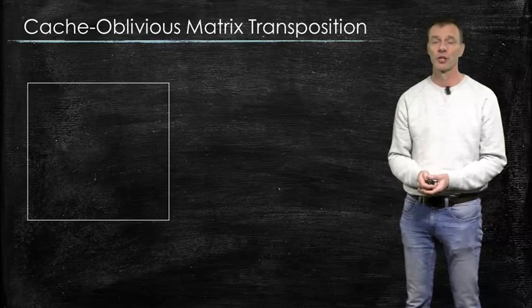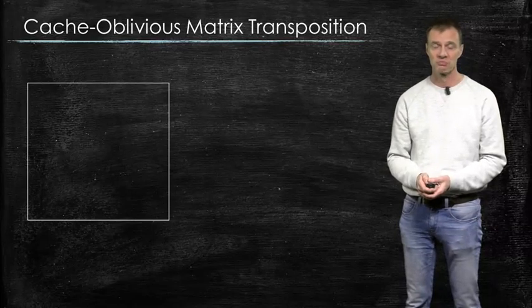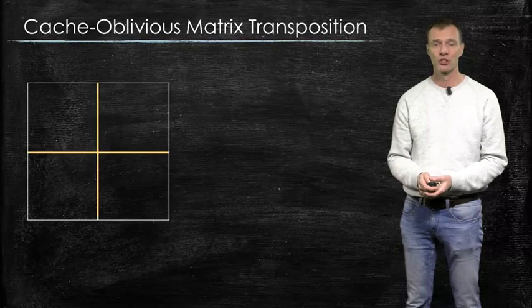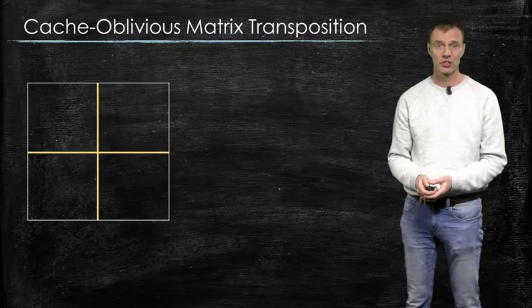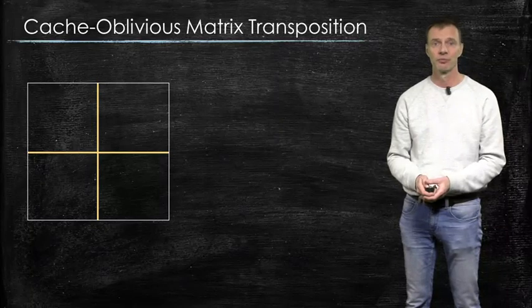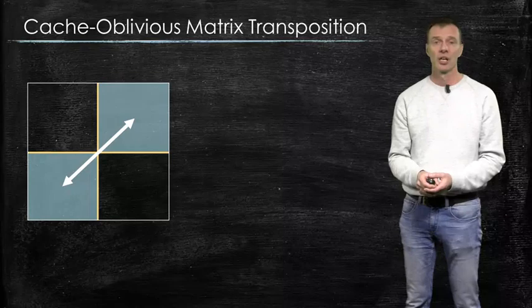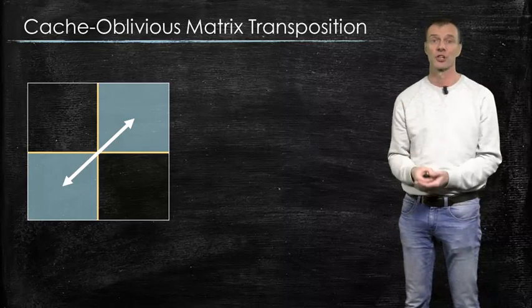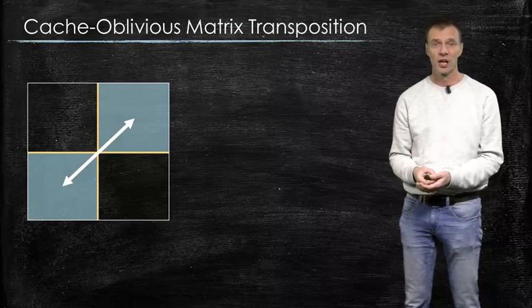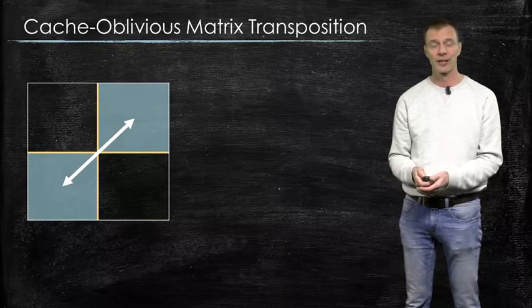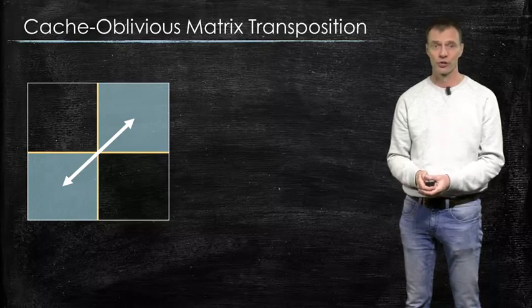So here we have the matrix that we want to transpose, and in a recursive step we would say, okay, let's partition it into 4 smaller submatrices, as you see here. And for now, let's focus on these 2 submatrices in the top left and bottom right corner that we have to swap. We want to swap the elements in these 2 submatrices, and we're going to look at how we can do this recursively.